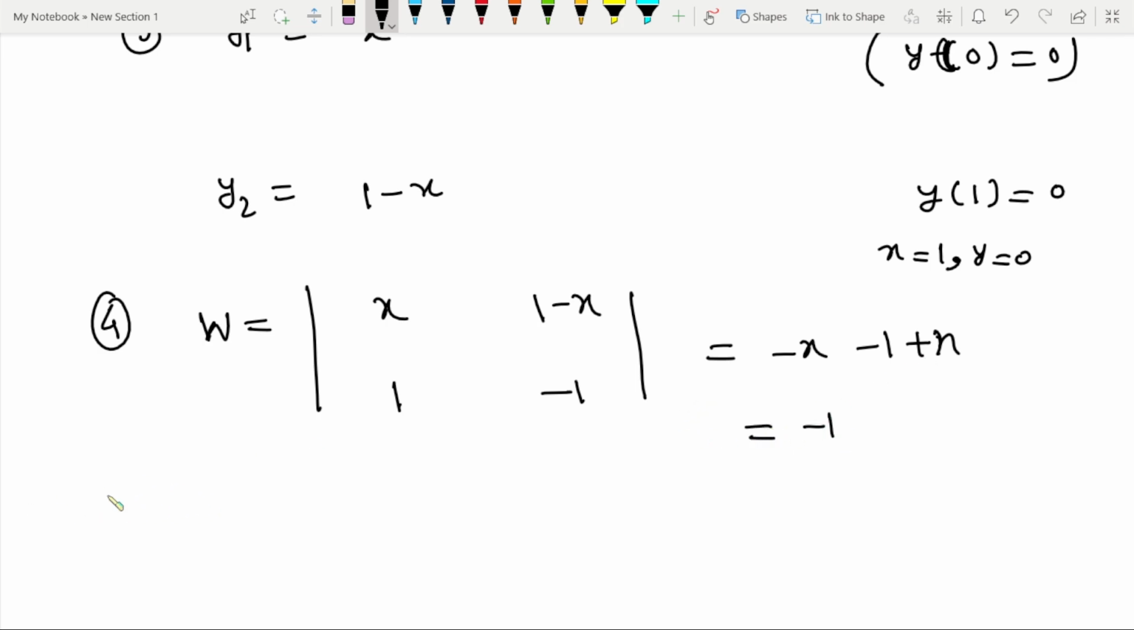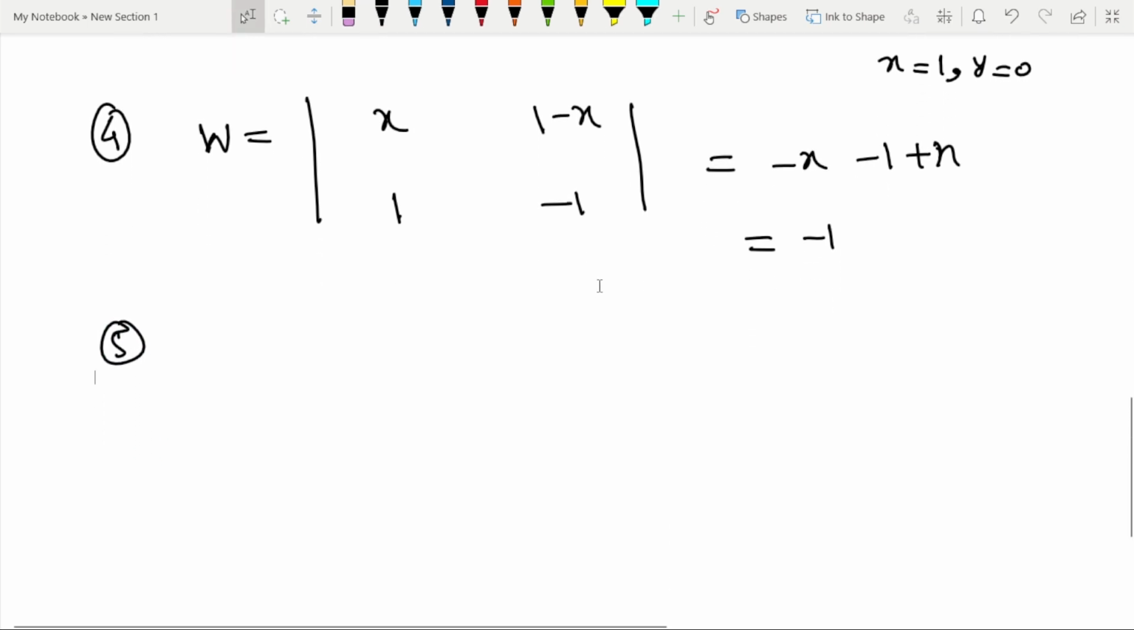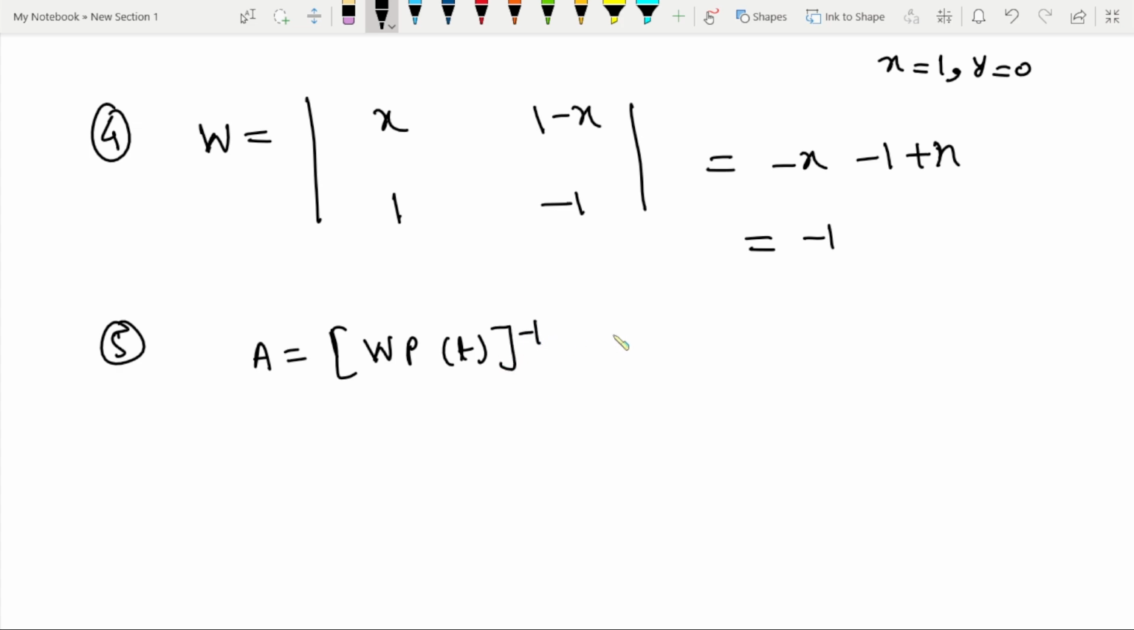So now our step 5 is to find A. A is W P T whole inverse. W is minus 1, and P T is plus 1. This whole inverse is again minus 1.